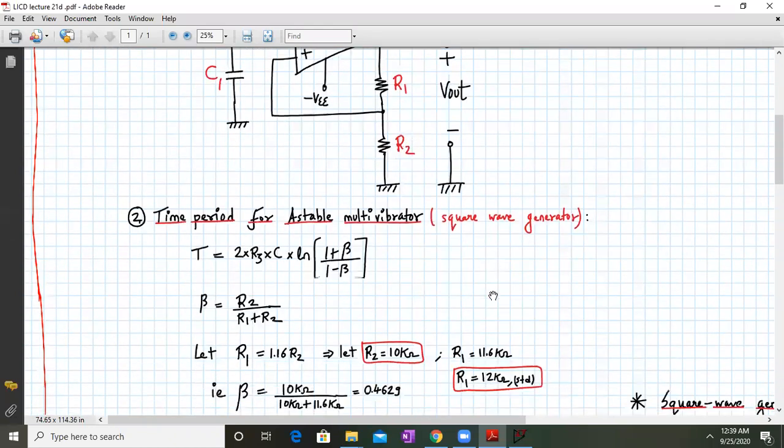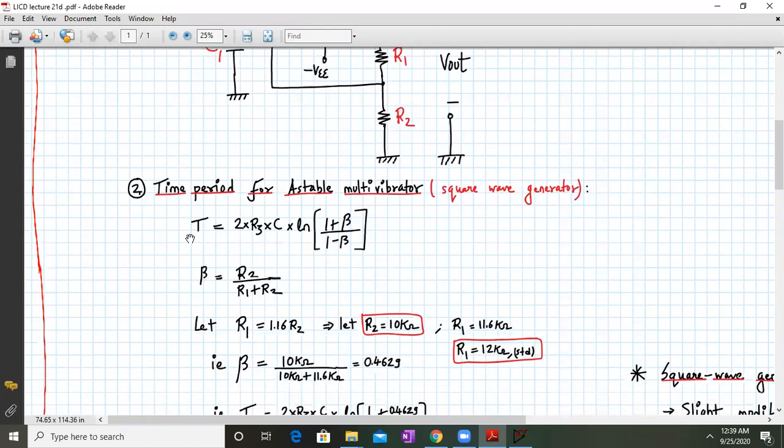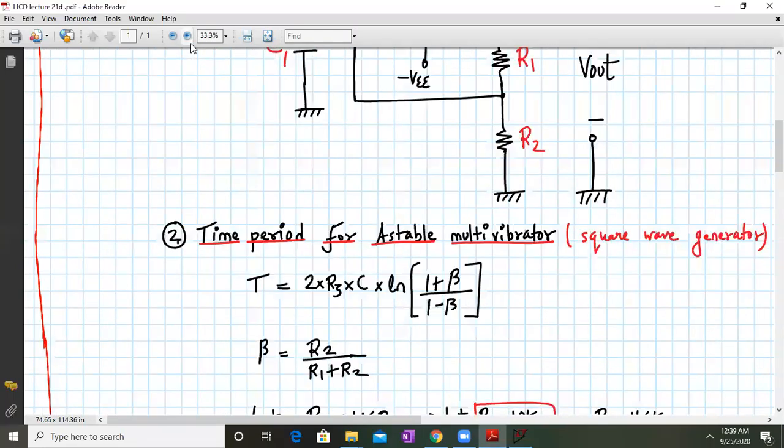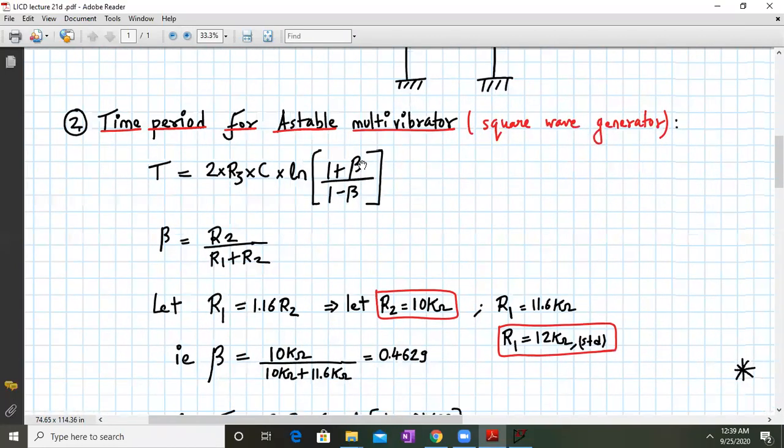The time period for an astable multivibrator is given by, in the last lecture we derived it, T is equal to 2 times R3 into C1 into ln, natural log, of (1 plus beta) upon (1 minus beta), where beta is R2 upon R1 plus R2.